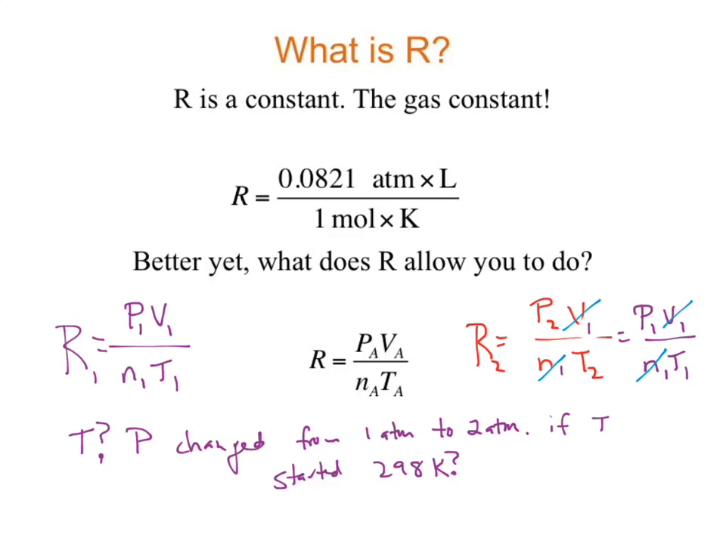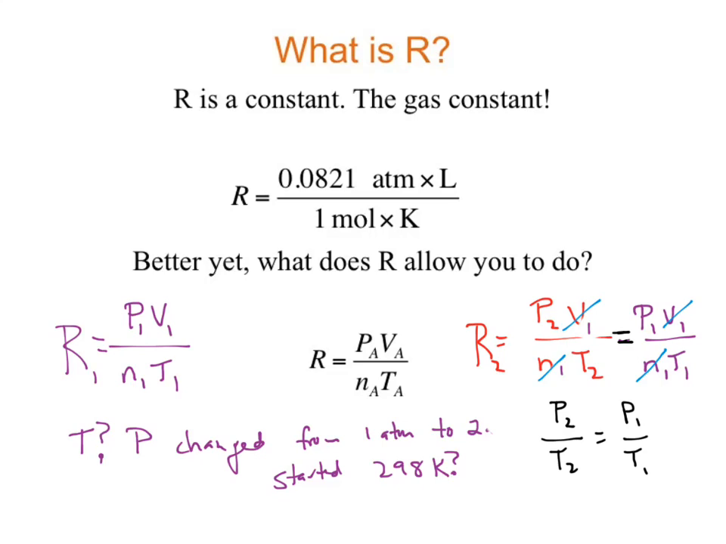They cancel out of the equation. And I end up with a new expression. What's that new expression? Careful, there's an equal sign there. P2 over T2 equals P1 over T1.